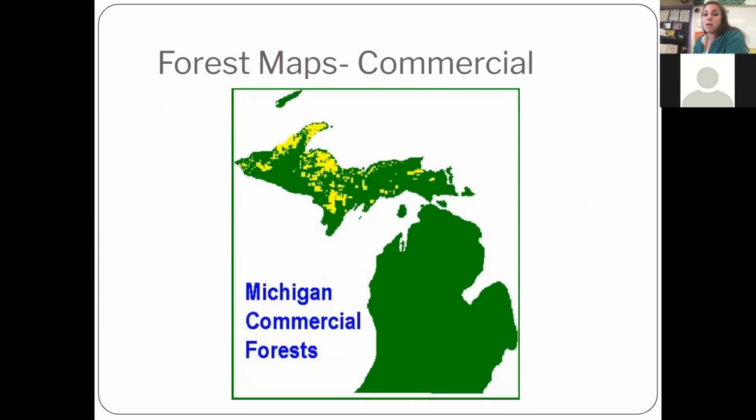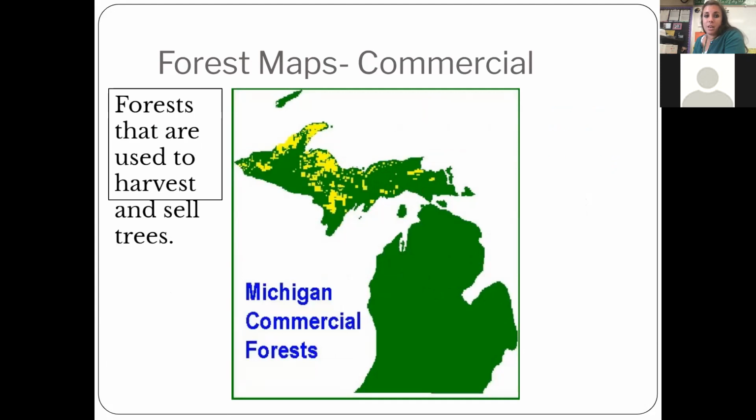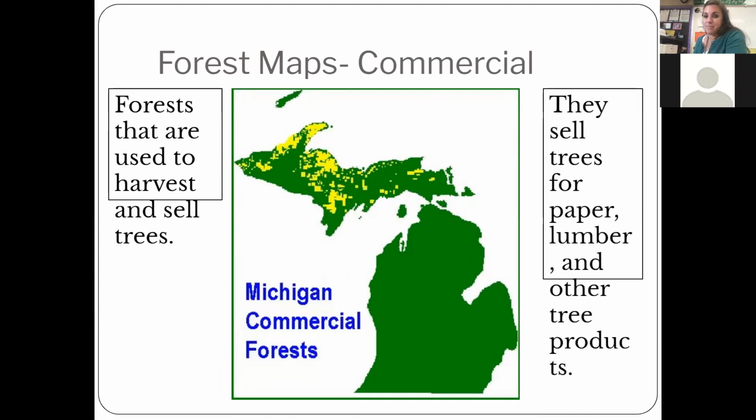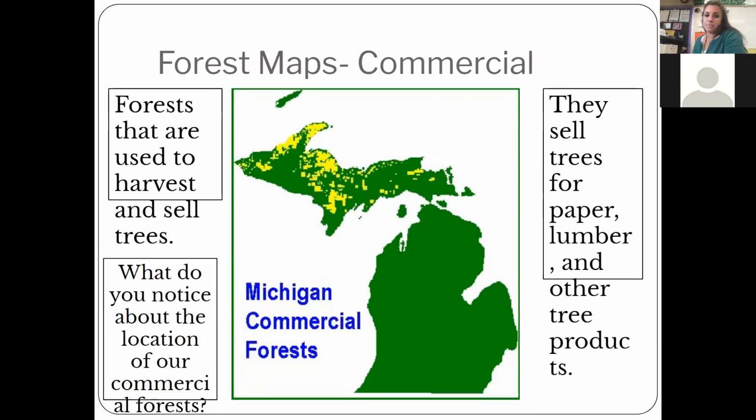We also have some commercial forests. Commercial forests are forests that they use to harvest and sell trees. As you can see, it's mostly in the Upper Peninsula. They sell these trees for paper, lumber, or wood that you would use to build something like a desk or a dresser, and other tree products. And again, what do you notice about where our commercial forests are? And the thing is they are all found in the Upper Peninsula.